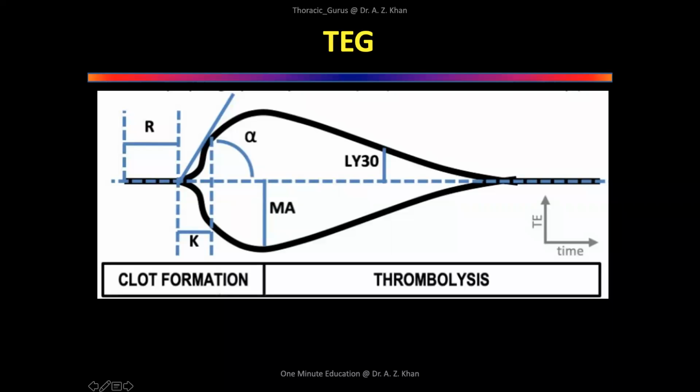Okay? And you must know that this x-axis is time and y-axis is thromboelasticity of the clot. The first half of this reading is clot formation, and the second half is actually telling you about thrombolysis or fibrinolysis that is happening. Is that clear? Yes, sir.